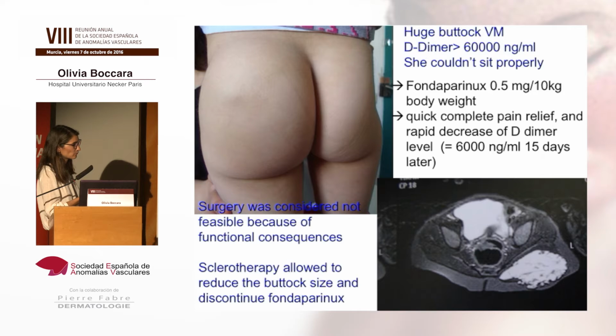And what is nice is that you can see the decrease of the D-dimer level in parallel with the clinical improvement. And in this patient, surgery was not performed because the surgeons feared the functional consequences of removing almost a whole muscle here. So she underwent sclerotherapy, and it was very efficient because it allowed us to discontinue fondaparinux, and she's now well with this treatment.